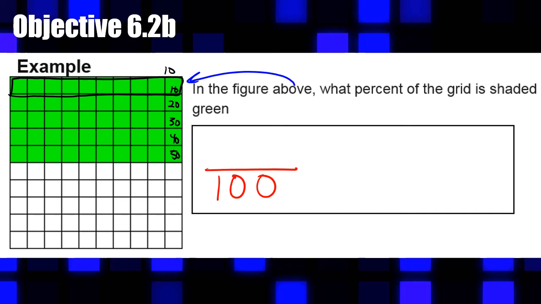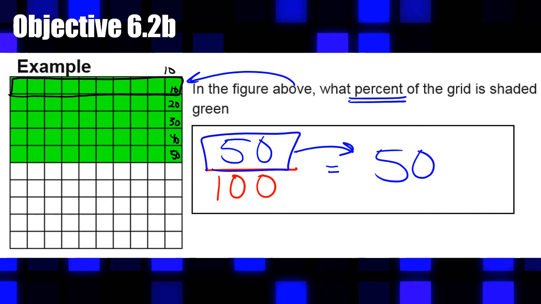So I can write this fraction as 50 over 100. And so since we're dealing with percent here, this is also 50 out of 100. So our percent is just this top number here, and that's going to be 50. And then I make sure that I write my percent sign.